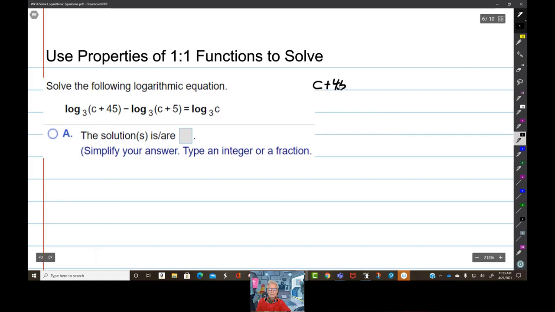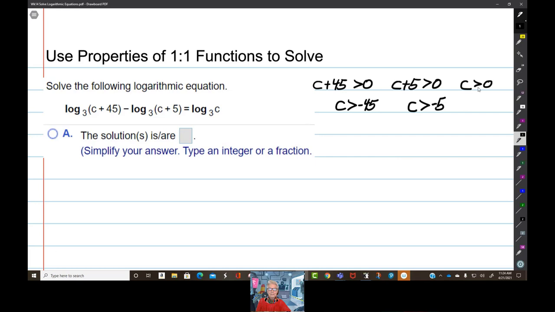C plus 45 is greater than 0. C plus 5 is greater than 0. And there's C. C is greater than 0. So we're going to do 3 checks. I'm going to subtract 45 from both sides, so I'll have C is greater than negative 45. I subtract 5 from both sides, so I have C is greater than negative 5. And this is just C is greater than 0. I mean, it's already solved.